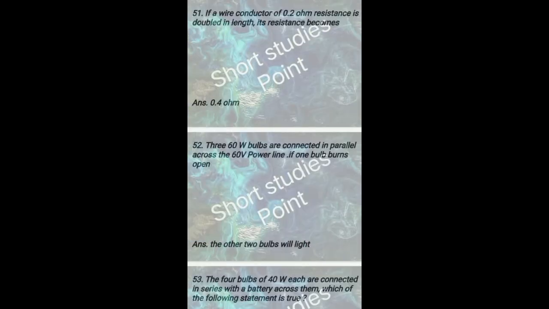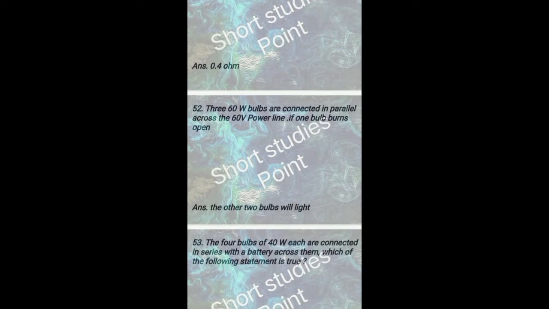Answer: practically zero. Question: If a parallel circuit is opened in the main line, then the current is? Answer: 0 in all branches. Question: If a wire conductor of 0.2 ohm resistance is doubled in length, its resistance becomes? Answer: 0.4 ohm. Question: 3 60 volt bulbs are connected in parallel across the 60 volt power line.